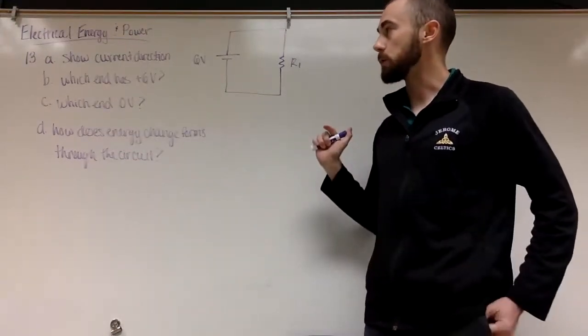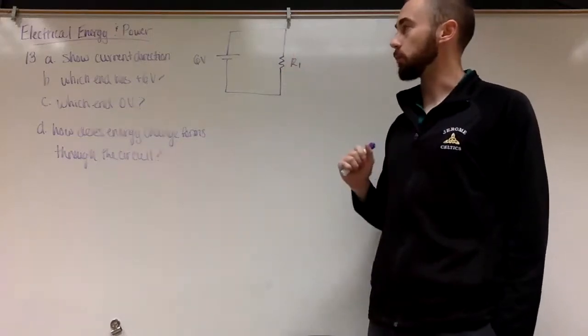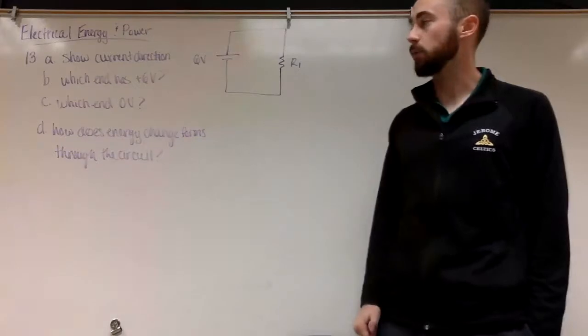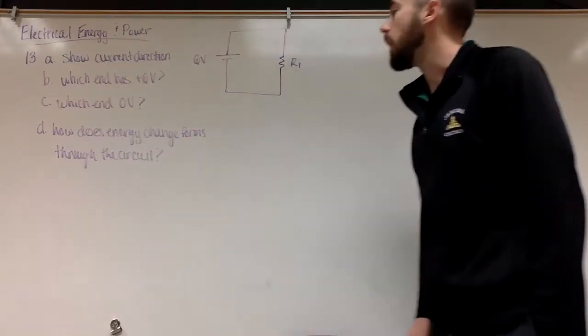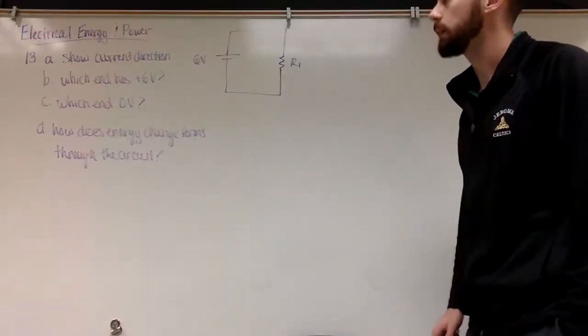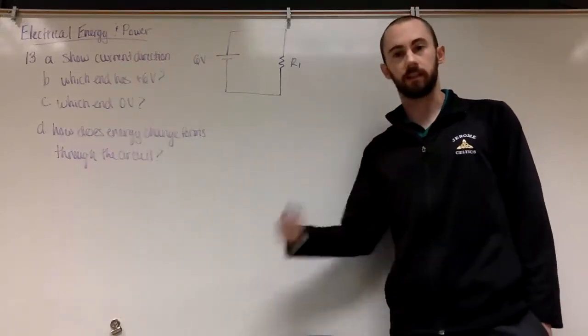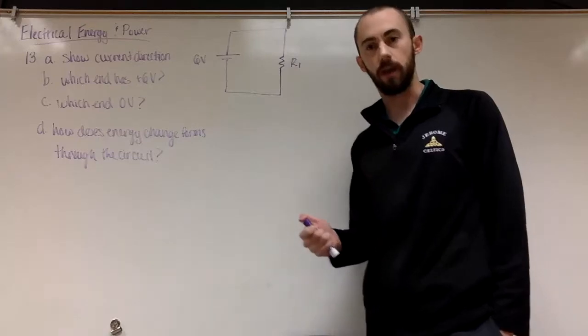On this first one, I want you guys to work through it. First, show me the direction of current. Then show me on the battery which end is positive 6 volts and which end is 0 volts. Then I want you to show me how energy changes. So tell me about the form the energy takes as it cycles through the circuit. So go ahead, try it out, and we'll be back in just a second to go over it.